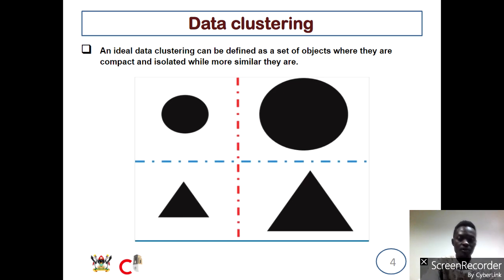Someone can come with the red dots in the middle, the vertical one, and human beings have different options. You may cluster and put at the left the small circle and the small triangle as a group. Why? Because they are all small. They have a common trait. Then the ones on this side, yes, it is a circle and a triangle, but they are big. So the size is a common trait.